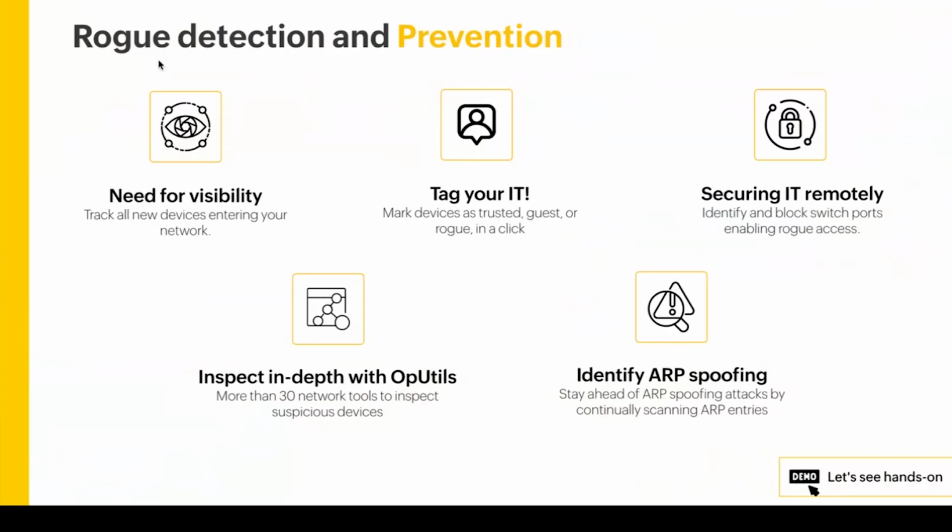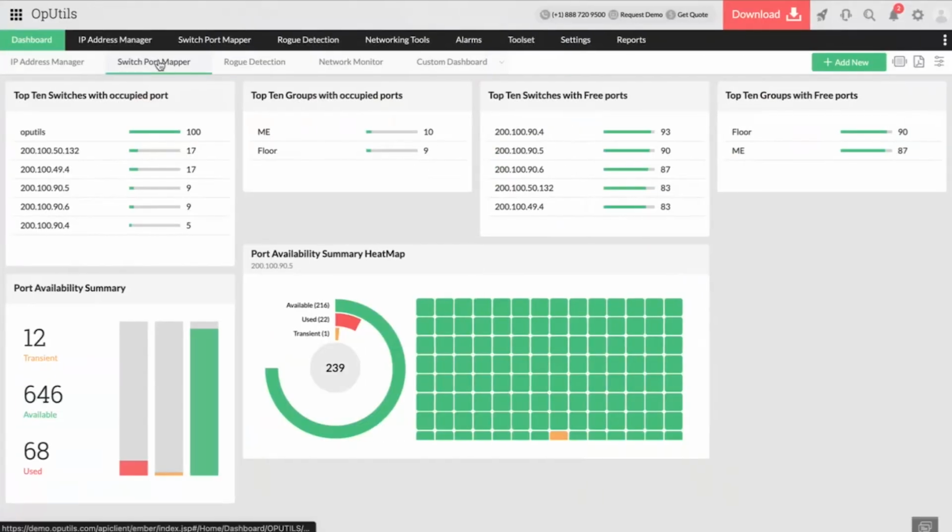It is important to know that some attackers use sophisticated methods such as ARP spoofing to gain unauthorized access, and OpUtils has got you covered in this aspect as well. The tool continuously scans ARP entries, enabling the identification and prevention of spoofing attacks and ensuring the integrity of the network. So let's go to the product and see how this capability works inside the OpUtils console.